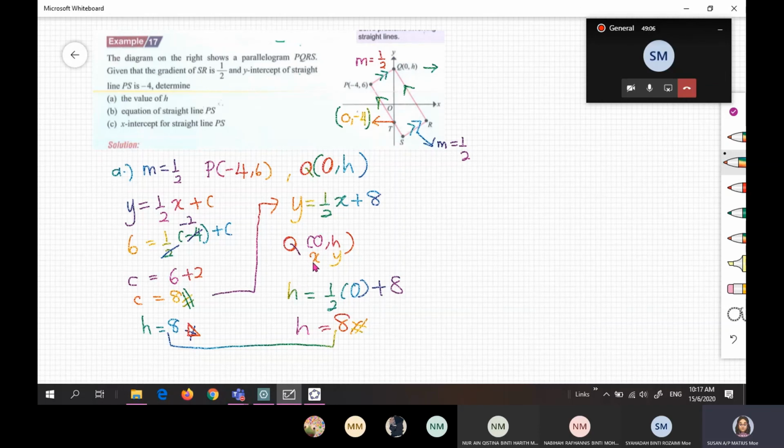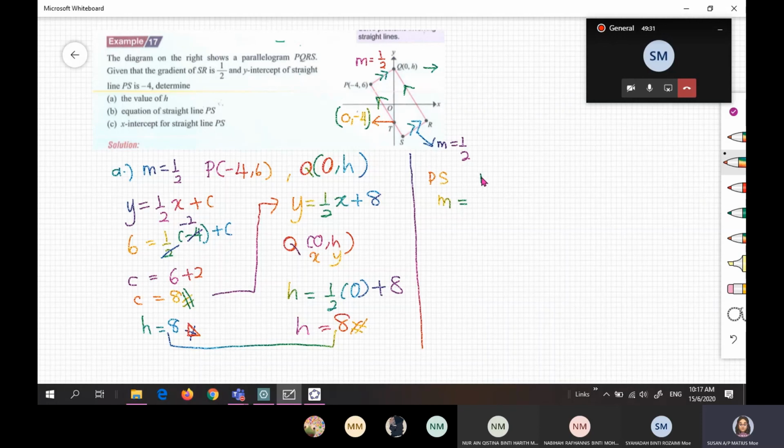So let's look at question B. Question B wants you to find the equation of straight line PS. What information has been given to you? You have 2 points. Because you have 2 points, can you find the gradient? Of course you can find the gradient. This is referring to straight line PS. Find the gradient with 2 points.